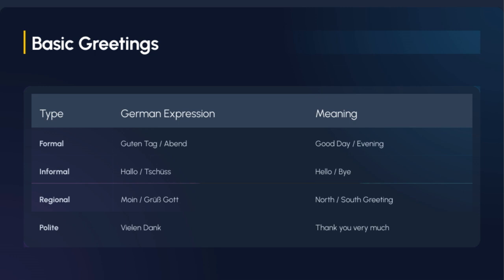This variety helps us connect with people appropriately, depending on the setting, and is a great example of the cultural nuances embedded in language. So, understanding these different expressions and their contexts is essential for effective communication in German. It also ties into our overall theme of exploring how language reflects culture and regional identity.